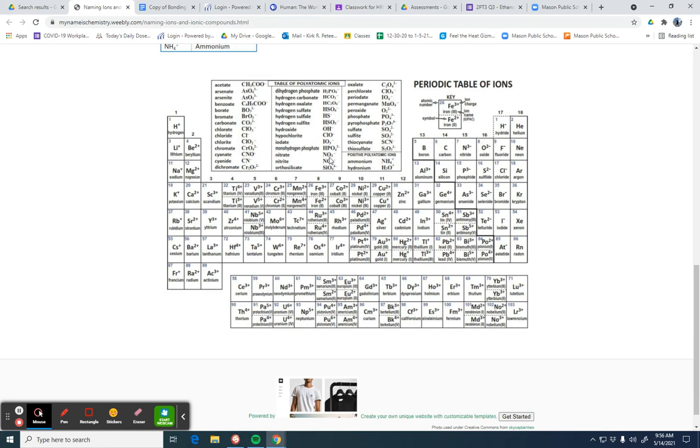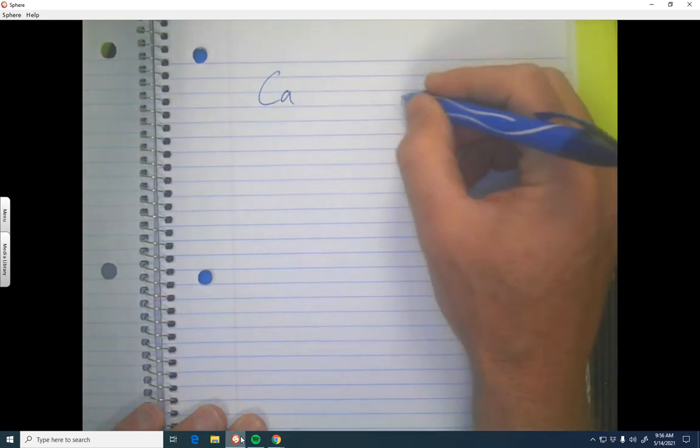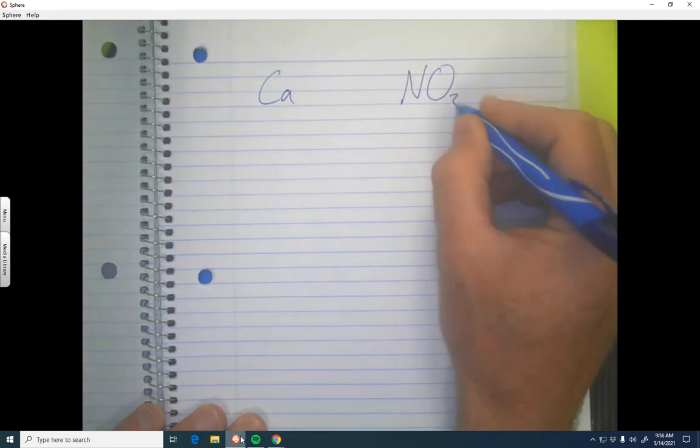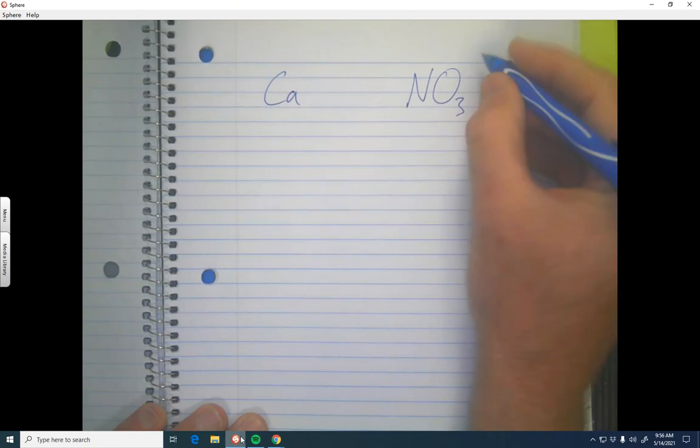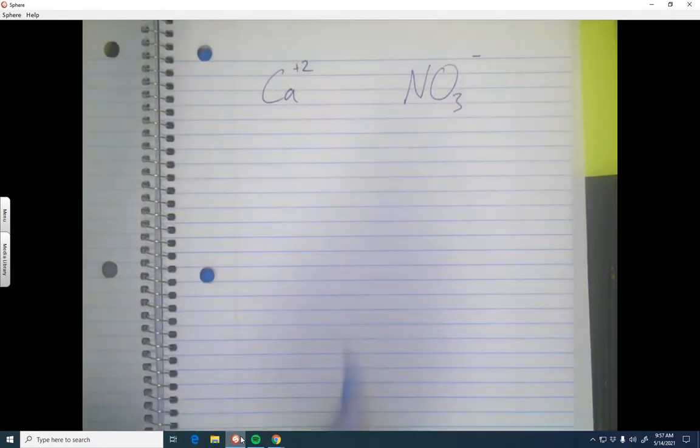And what if it wanted to combine with something like calcium and make something like calcium nitrate? Let's take a look at that. I'm going to flip my page and do that one now. So we're wondering about calcium joining up with nitrate. Nitrate, the whole system here, has a negative charge. The whole thing does. Calcium typically is a +2.